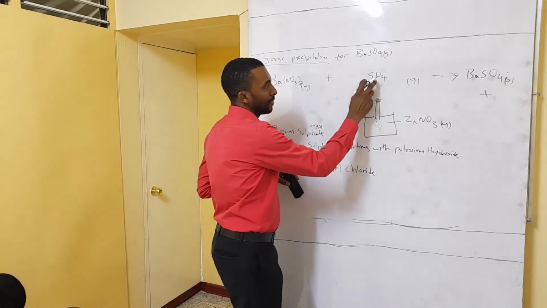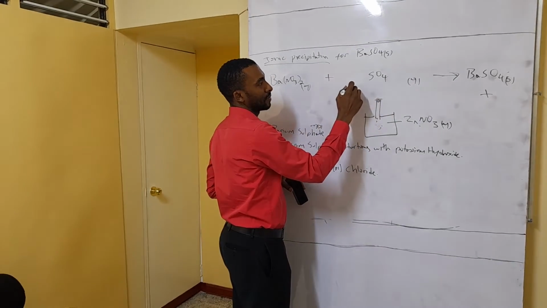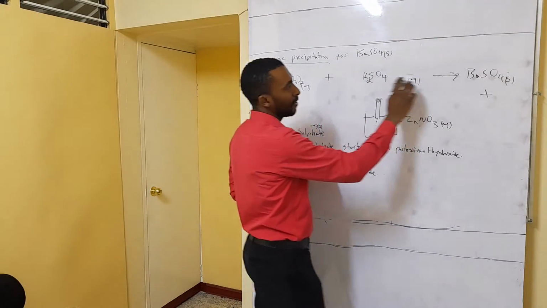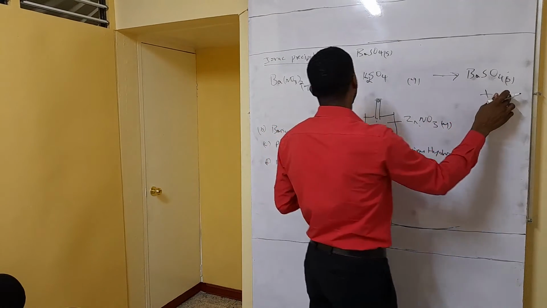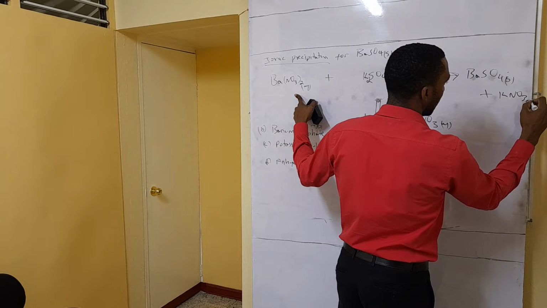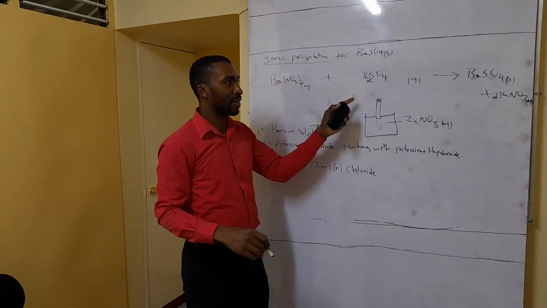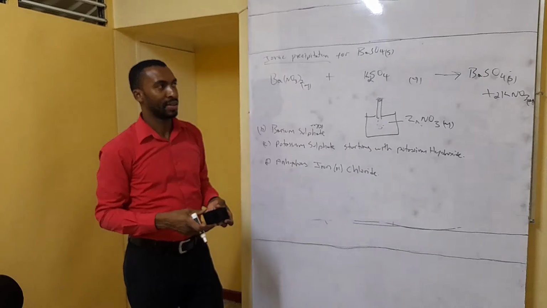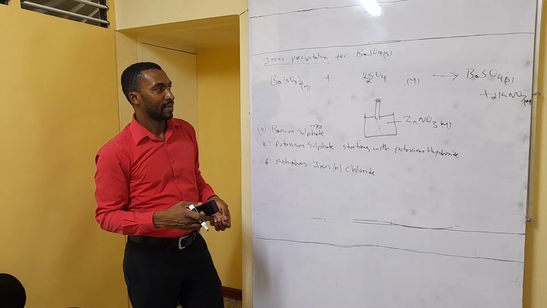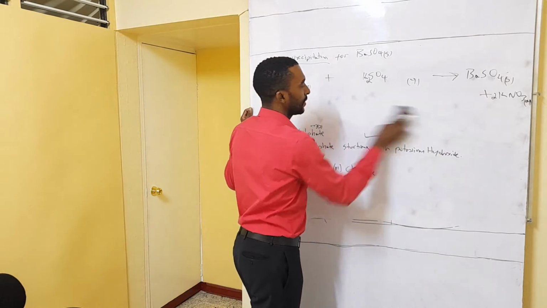What do we use for sulfate? We can use potassium sulfate. Good, potassium sulfate. So we'll form barium sulfate solid plus potassium nitrate, aqueous. Then after we form this, what do we need to do next to get the barium sulfate salt? In the method of preparing, we need to filter it.